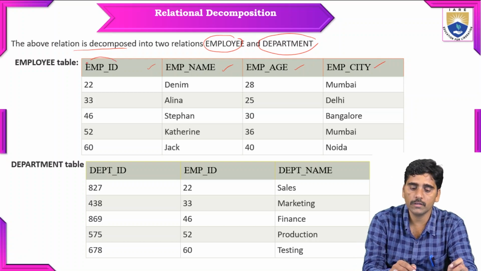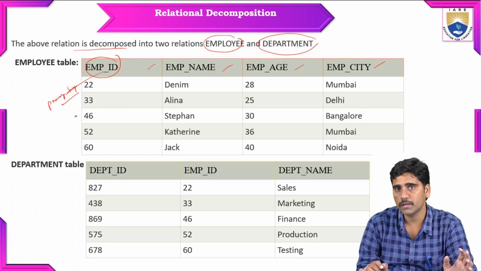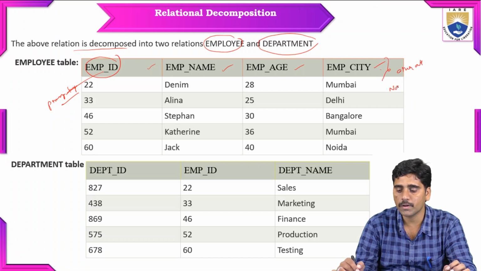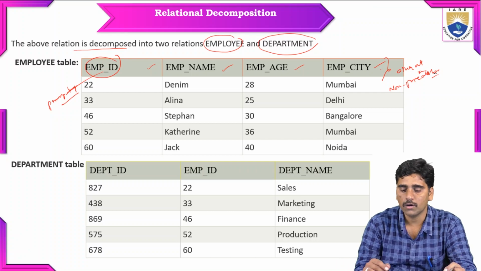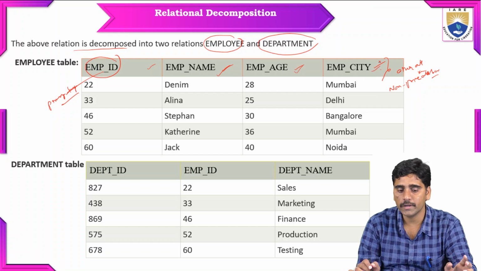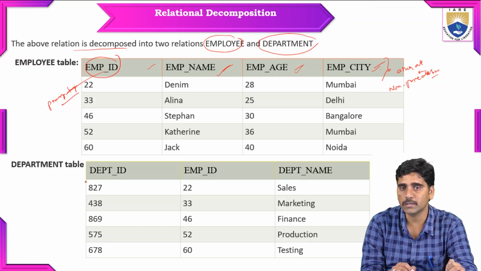So here the employee ID will be the primary key. It is also called the primary attribute, and all the others are non-prime key attributes. That indicates that employee name, employee age, and employee city are depending on the employee ID.